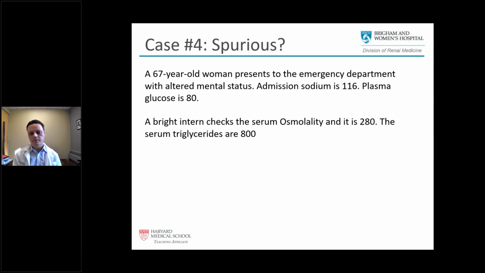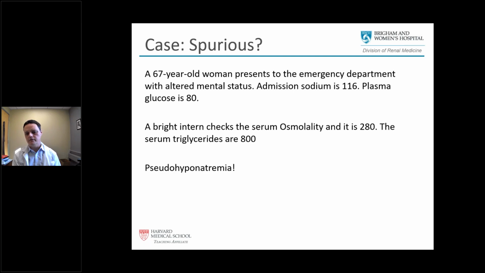All right, so what about this case? A 67-year-old woman presents to the emergency department with an altered mental status. Her admission sodium is 116. Plasma glucose is 80. A bright intern checks the serum osmolality and it is 280. The serum triglycerides are 800.